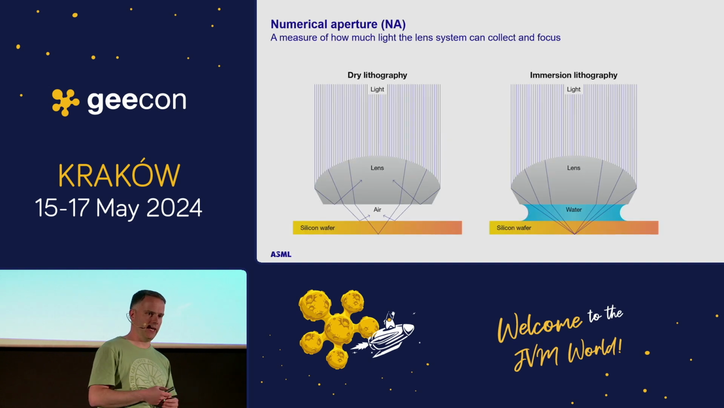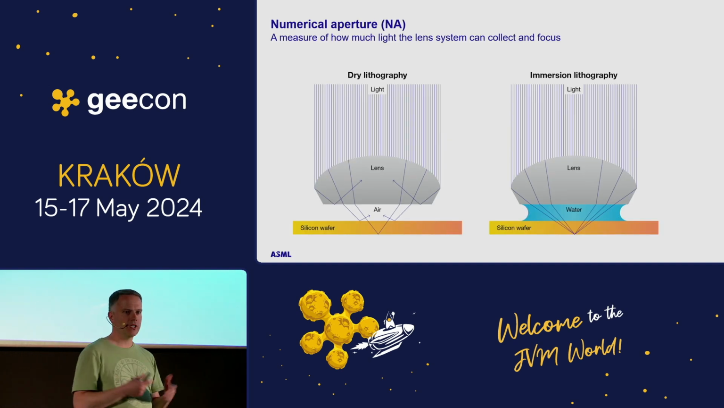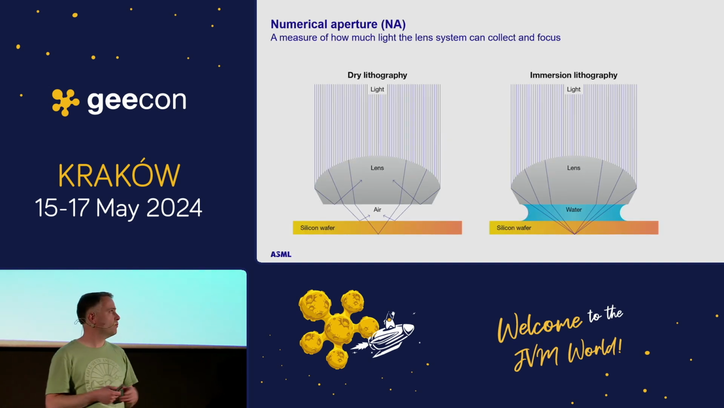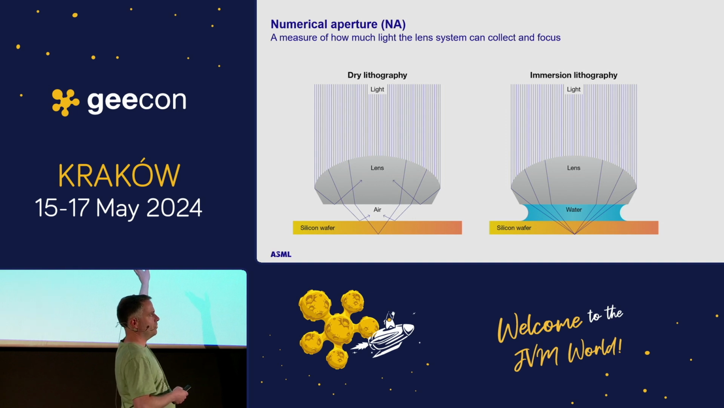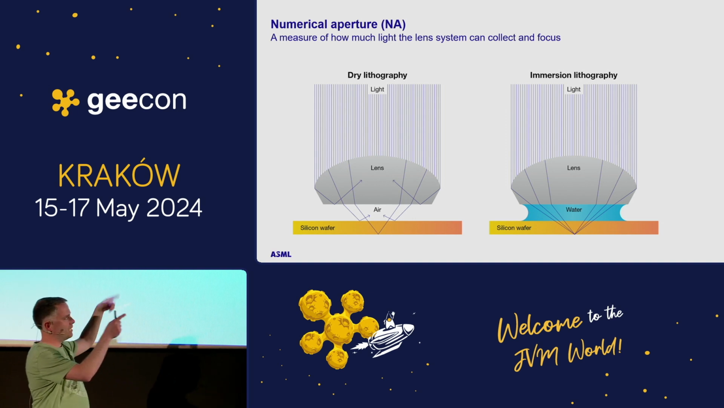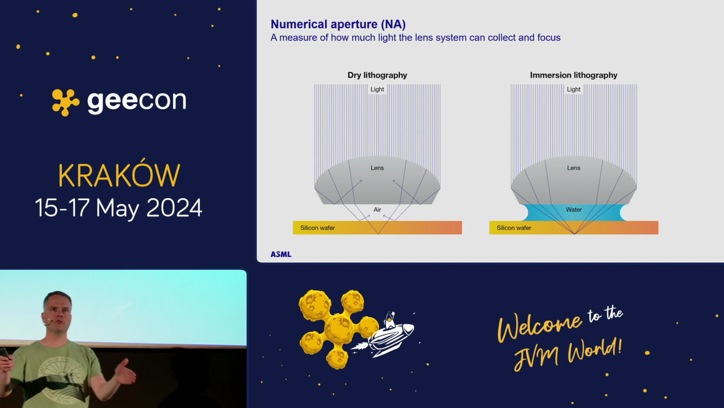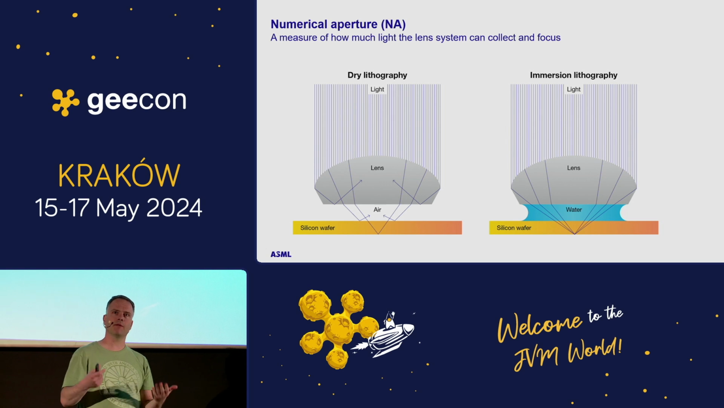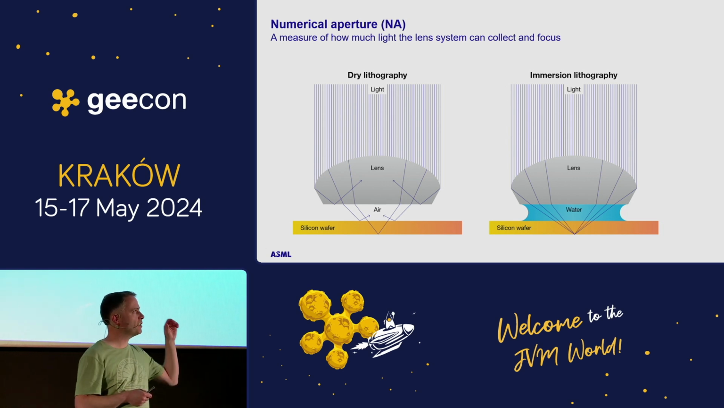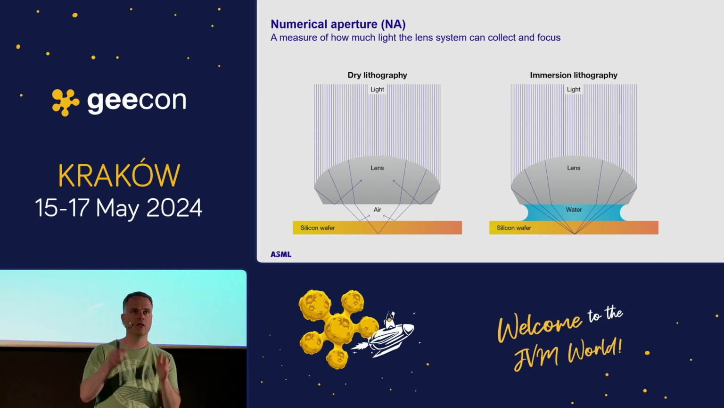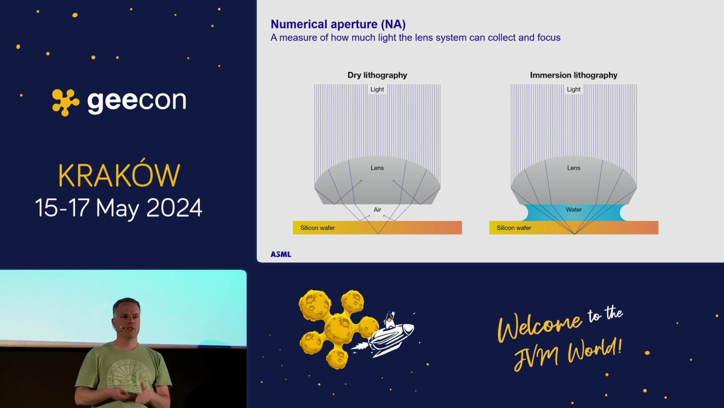So what's that NA? If we look at some of our older machines, we started with the picture on the left. You can see that the light is being scattered around a bit, and we actually want to focus the light, because then we can create smaller detail again. So in the past, some of my colleagues found out that if you put water in between, the light would be focused better. Better focused light means that you have a higher NA.